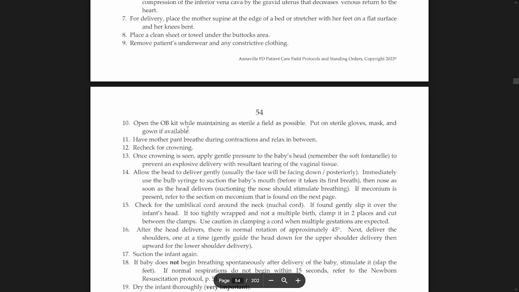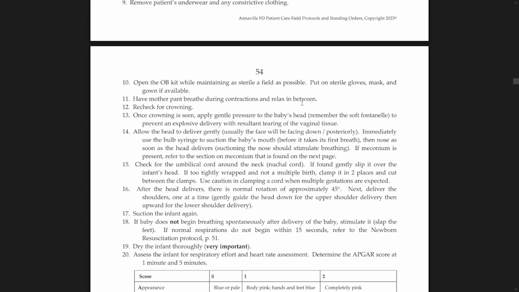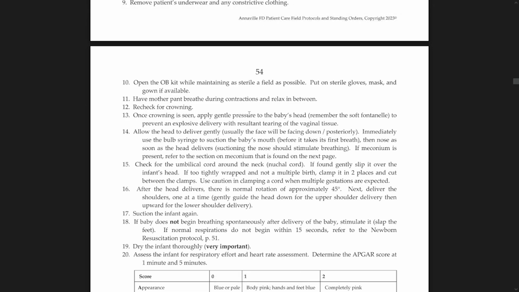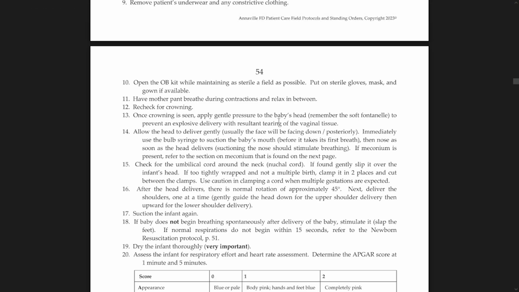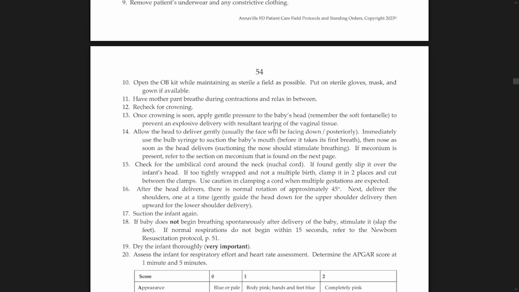Open the OB kit while maintaining a sterile field as possible. Put on sterile gloves, mask, and a gown if available. Have the mother pant, breathe during contractions, and relax in between. Recheck for crowning. Once crowning is seen, apply gentle pressure to the baby's head. Remember, they have a soft fontanelle. This is to prevent an explosive delivery with resultant tearing of the vaginal tissue. Allow the head to deliver gently. Usually the face will be facing down posteriorly.